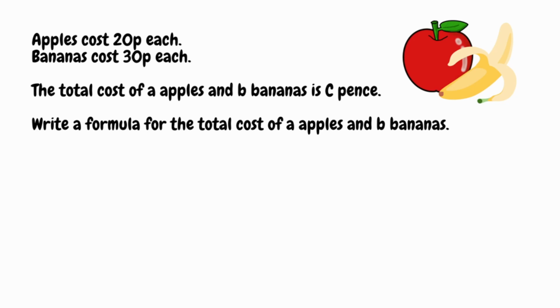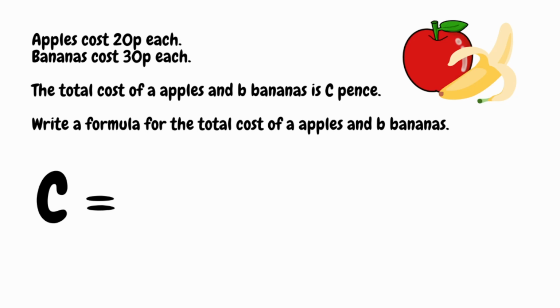So we can see in this first bit of the question, we've got the total cost of A apples and B bananas is C pence. So this is what we're going to start with. We're going to start with this variable C, and this is what we call the subject of the formula. So this C represents the total cost of A apples and B bananas. So we now need to write the rest of the formula. So next we're going to have our equal sign, because our formula is a type of equation.